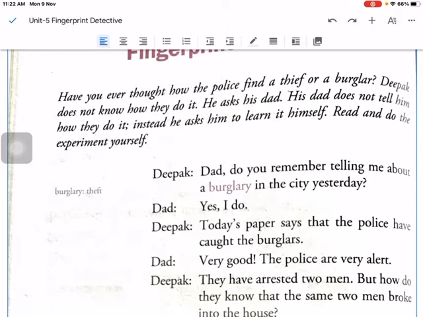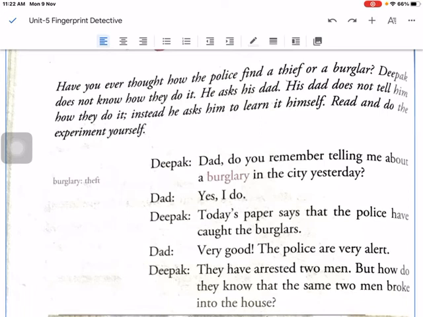Deepak: Dad, do you remember telling me about a burglary in the city yesterday? Dad: Yes, I do. Okay, Deepak is asking his father whether he remembers telling Deepak about the burglary yesterday or not. And he says, yes, I do.